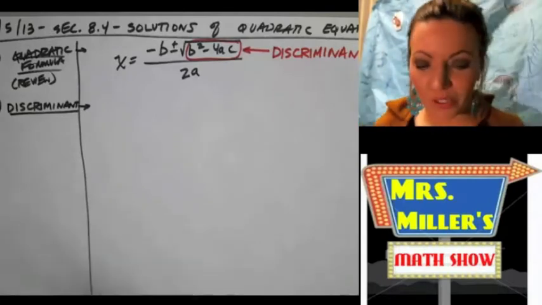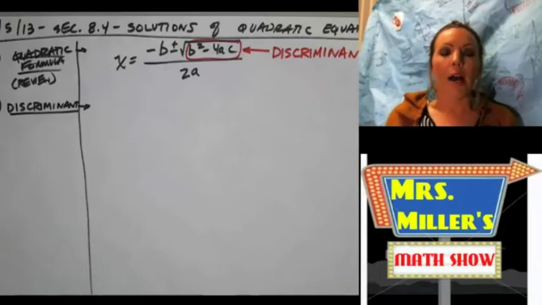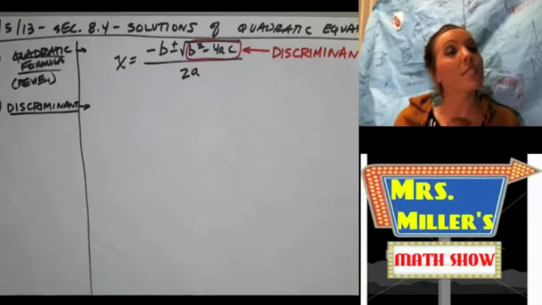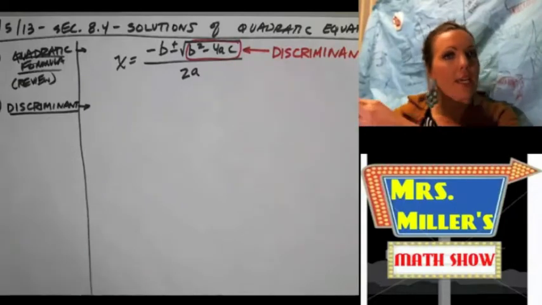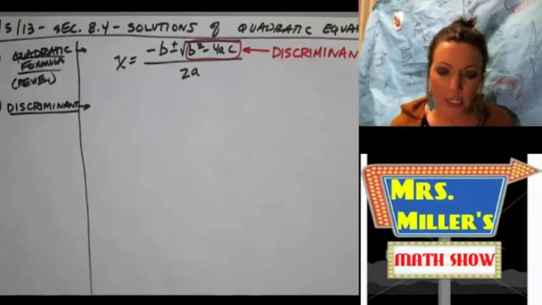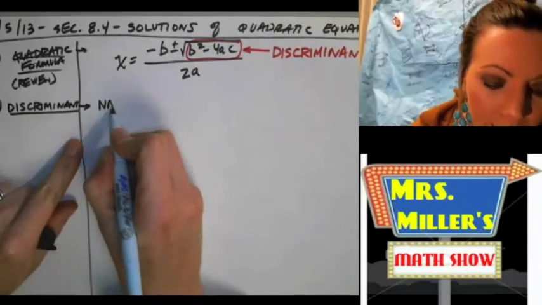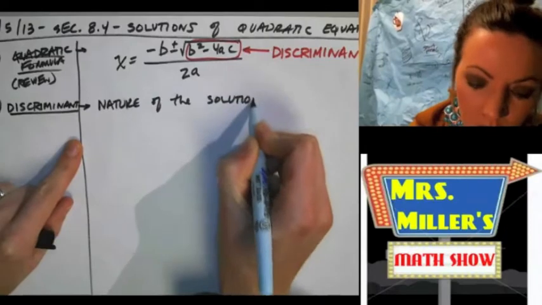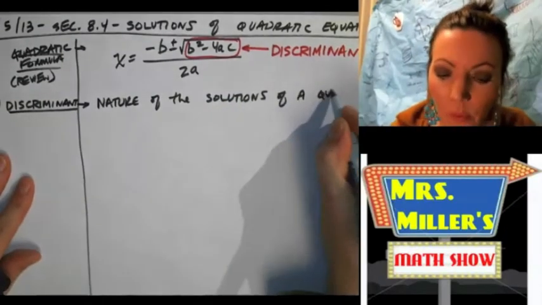Okay, so here's what we're going to be using the discriminant for. We all know that the coefficients, or the letters A, B, and C, represent numbers, the coefficients in front of x squared, x, and then at the very end in a quadratic equation. So the discriminant tells us the nature of the solutions of a quadratic equation. So what does that mean? We have a few options here.